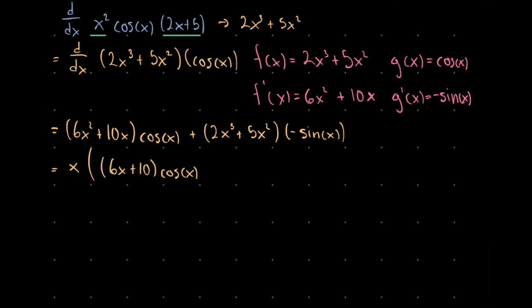And we could move the negative sign here to the front, and we'll have minus, remember we took out an x term, so we have minus 2x squared plus 5x times sine x. And that's our final answer.